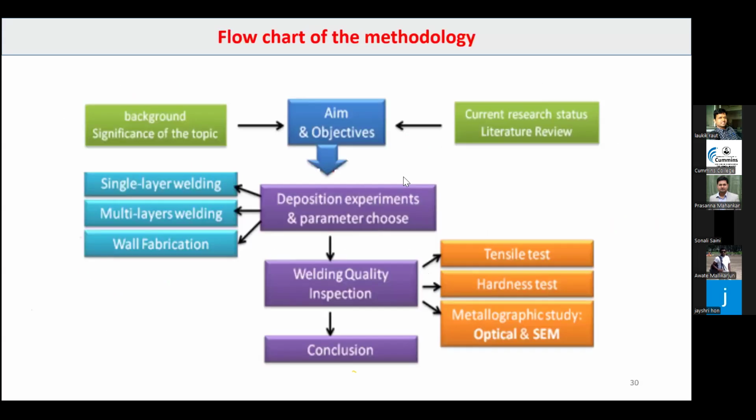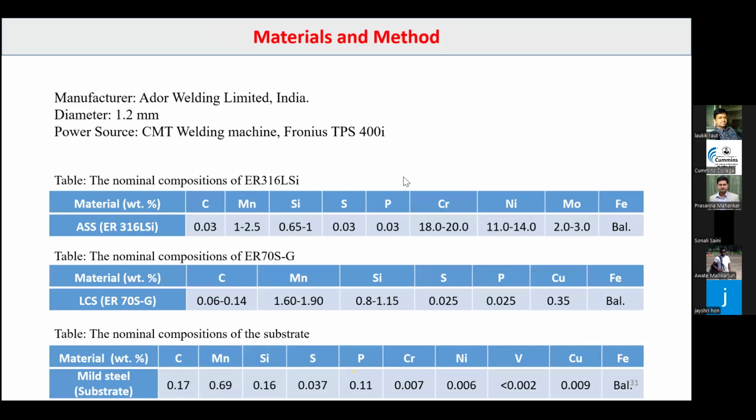This is the methodology. I will not go into detail. Now these are the two materials I have deposited. This is the nominal composition of austenitic stainless steel. The grade is ER316LSi. Here you can see the composition. The second material is low carbon steel. This is the composition. And these two materials are deposited over the substrate. The substrate is of mild steel.